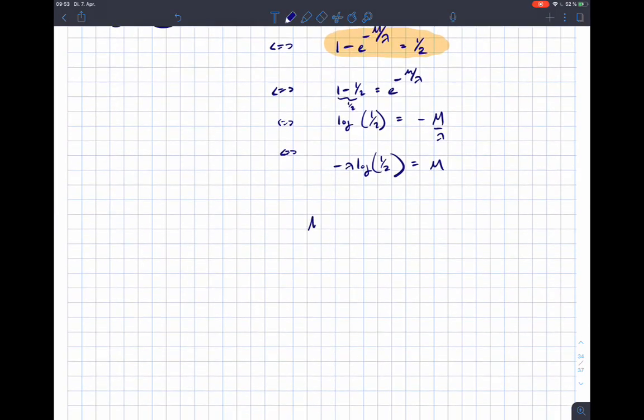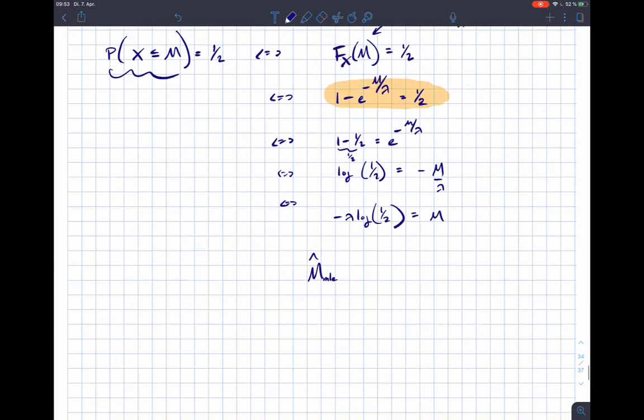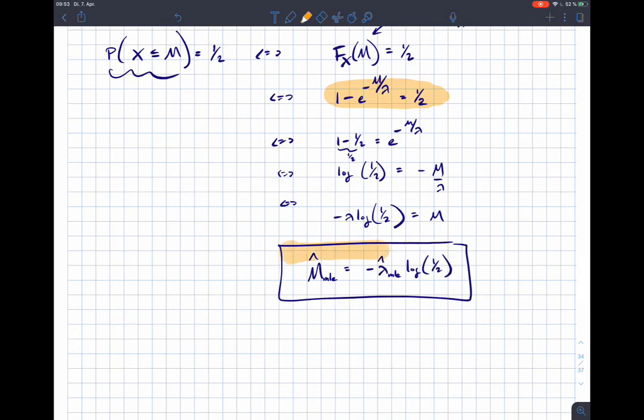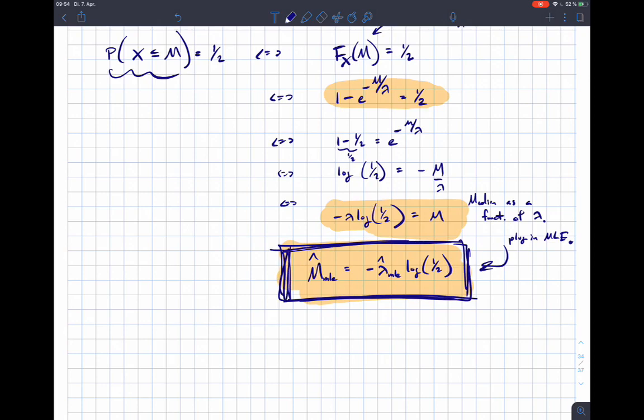So m hat, the maximum likelihood estimator of m, is going to be, when I plug in the maximum likelihood estimator of lambda here in this expression. Okay, so this showed us how to write the median as a function of lambda. So here, just plug in the MLE. Okay. So this is the maximum likelihood estimator of the median of the exponential distribution.